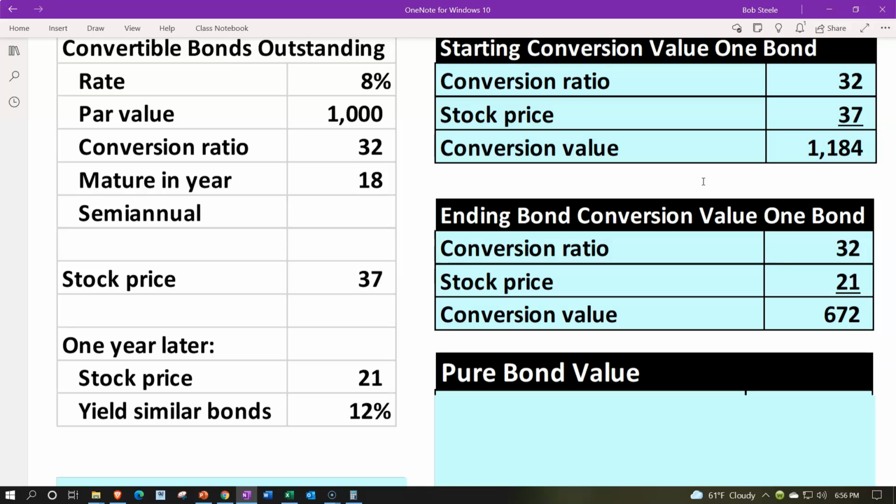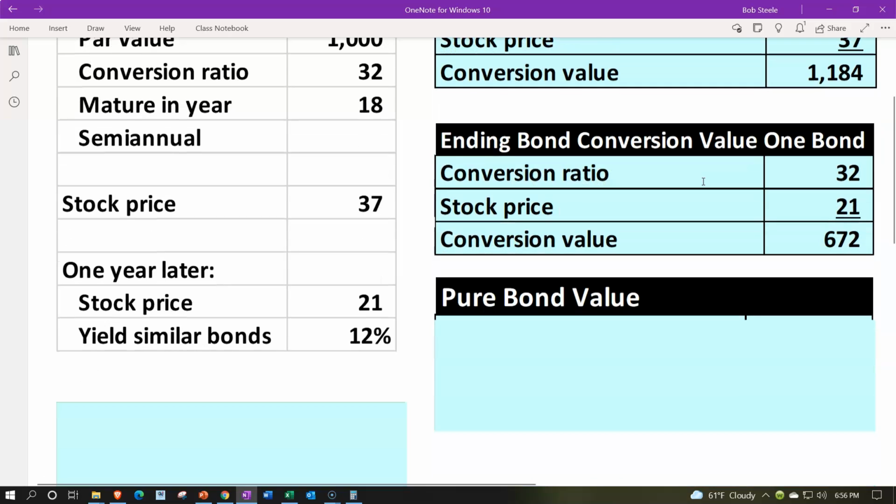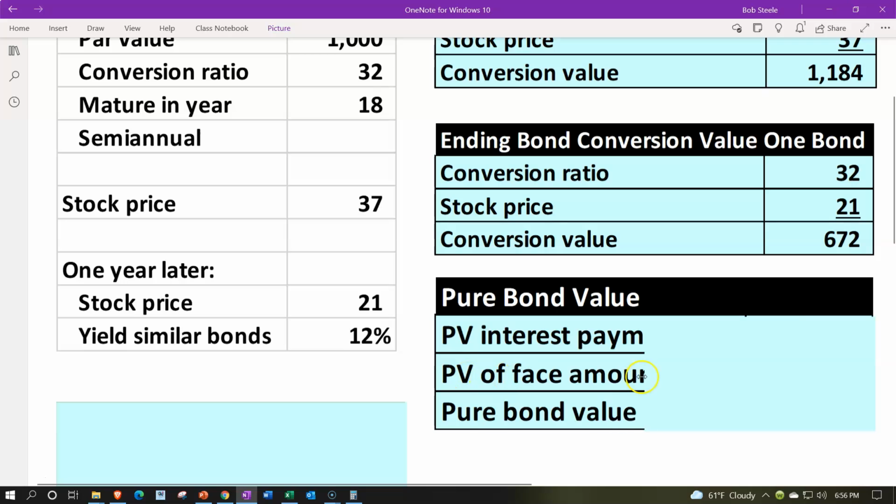The other side we can look at is the pure bond value, imagining a situation where we're looking at similar bonds without the conversion feature on it to see how the price would be related to it. For that, we're going to use the 12% for similar bonds return. So I'm not going to go over the calculation in terms of the present value calculations. Note that we do this in a prior section when we focus in on bonds directly.